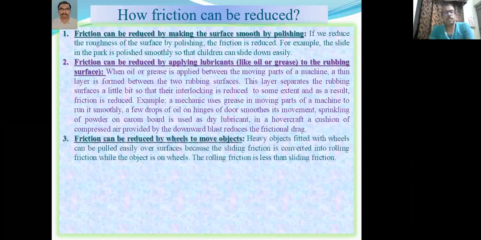The third point is that friction can be reduced by using wheels to move objects. Heavy objects like trolleys, which you can see at airports, stations or bus stops, are fitted with wheels. Why? They can be pulled easily over surfaces because the sliding friction is converted into rolling friction while the object is on wheels. And the rolling friction is less than the sliding friction, so moving becomes very easy.